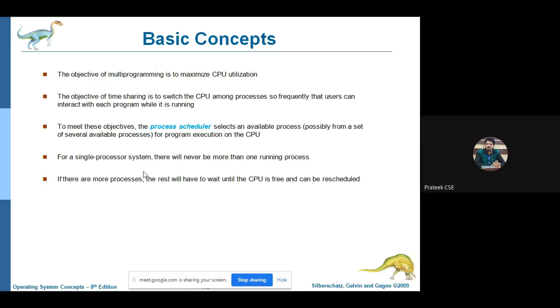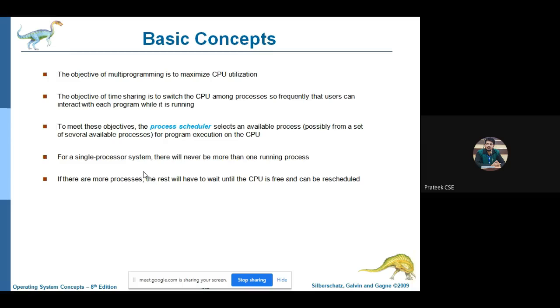Similarly, we have multitasking or time sharing systems, where the purpose is to switch the CPU among the processes so frequently that the users can interact with each program while it is running. So basically, in multi-programming and multitasking, we do not want the CPU to sit idle. We want that at any moment, at least some of the processes may execute concurrently, so that it increases the CPU utilization and makes the processes run faster.